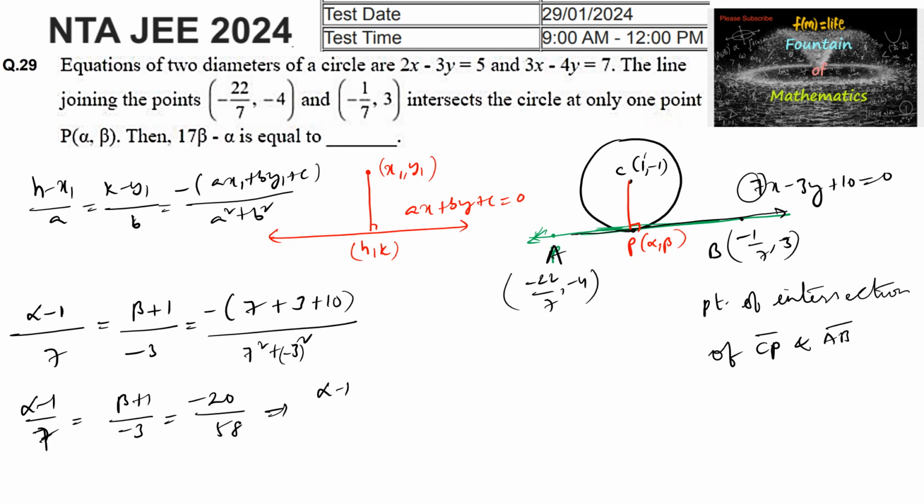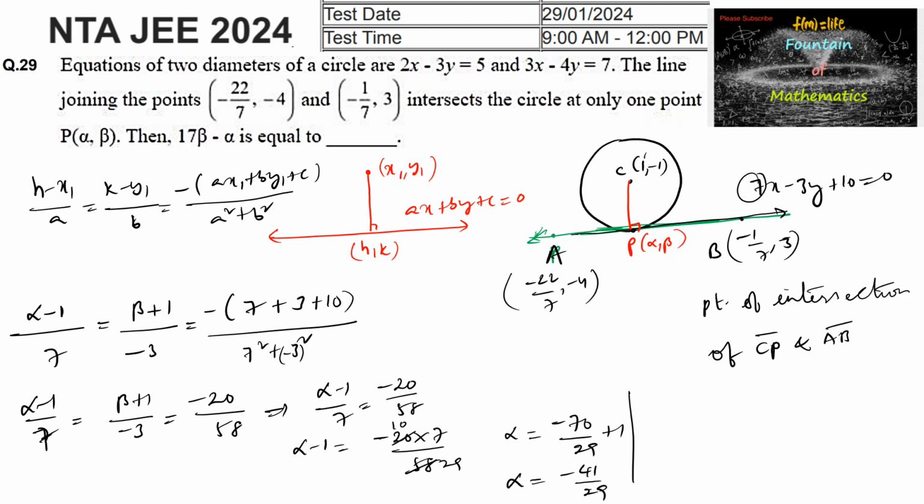So which implies alpha minus 1 upon 7 is equal to minus 20 upon 58, or we can write alpha minus 1 is equal to minus 20 into 7 divided by 58. So here we can write 2 10 times and 2 29 times. So alpha is equal to minus 70 upon 29 plus 1, that is minus 70 plus 29 will give minus 41 divided by 29. Similarly for beta value, so beta plus 1 upon minus 3 is equal to minus 20 by 58, that is minus 10 by 29.